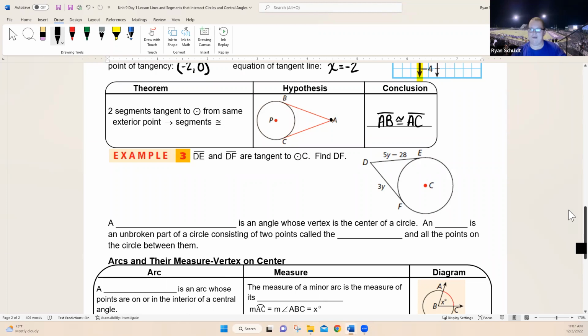So let's look at this example 3. DE and DF are tangent to circle C. Find DF. They're both starting at D. They're both tangent. The problem tells us that. So that means these two have to be equal. So set them equal. 3y equals 5y minus 28.